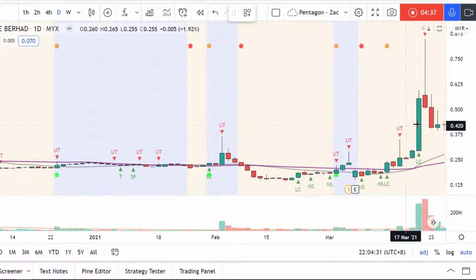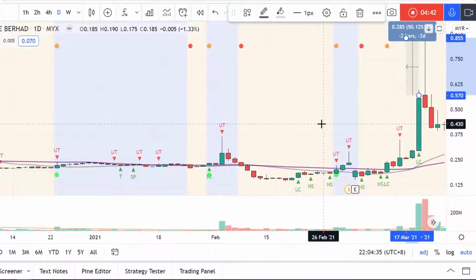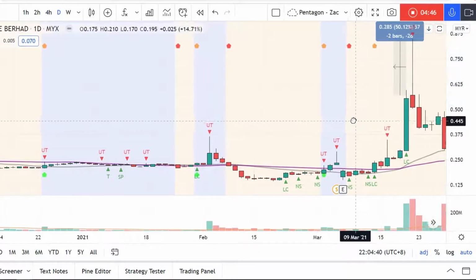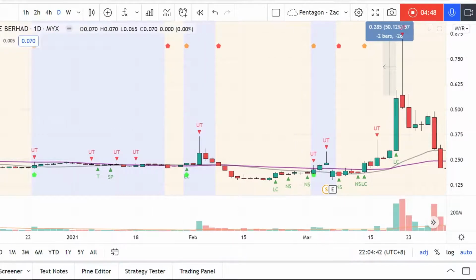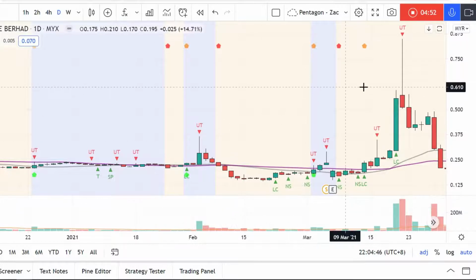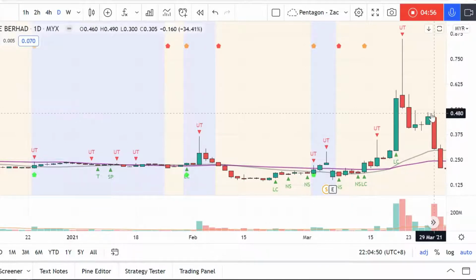Let me calculate. From the opening to the top, maybe another 50%. So it attracted a lot of new traders into this trade, but in the end it closed with a big UT on high volume. Subsequently, after a few days, there was another high volume down bar.